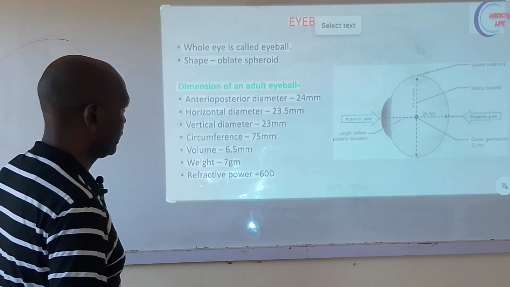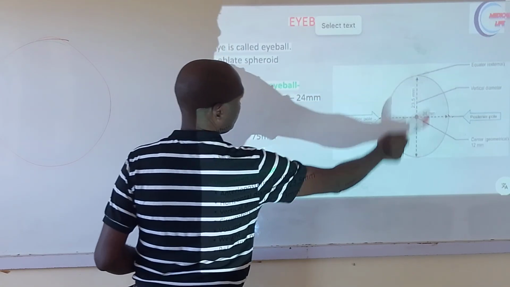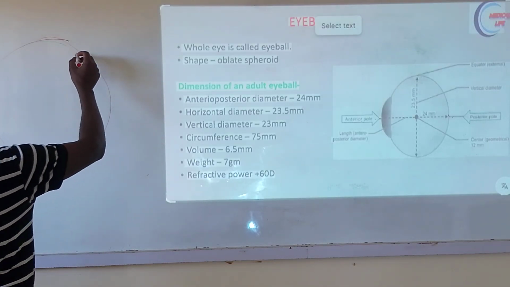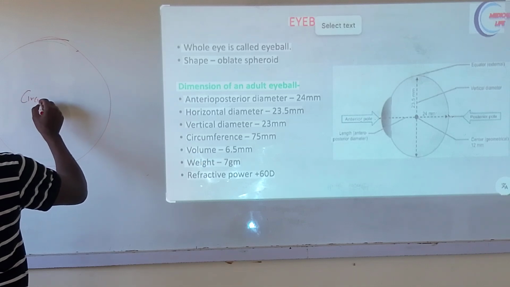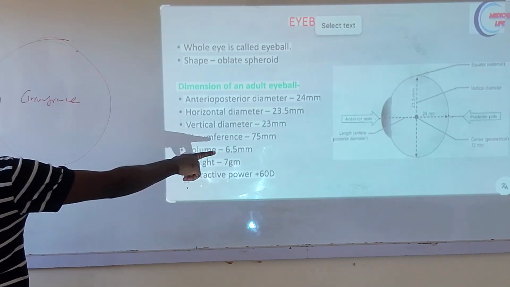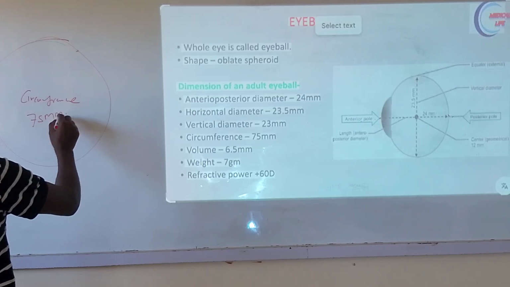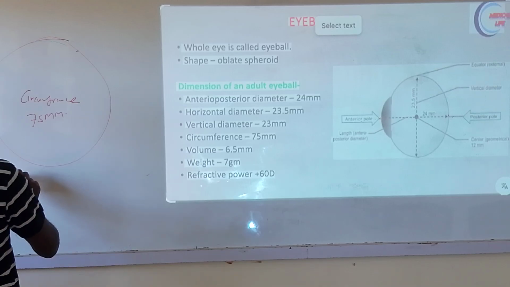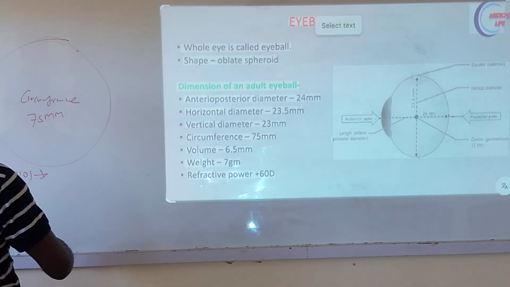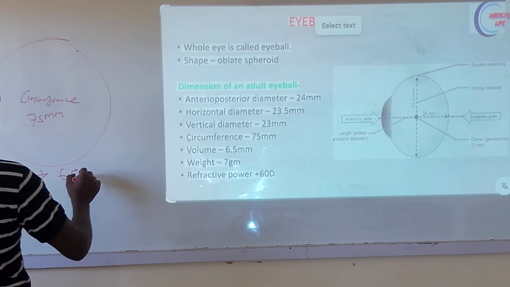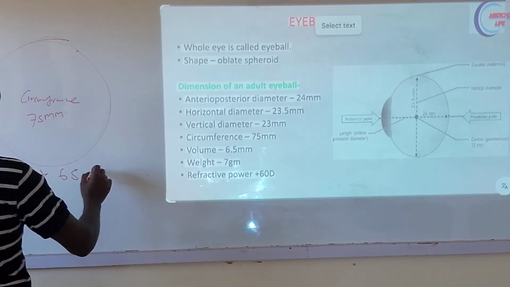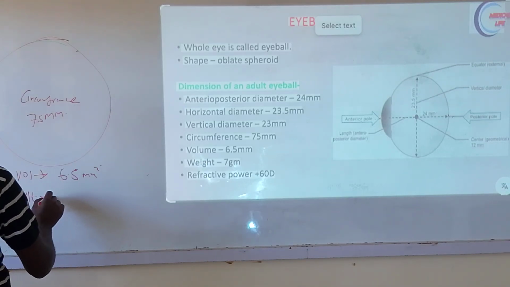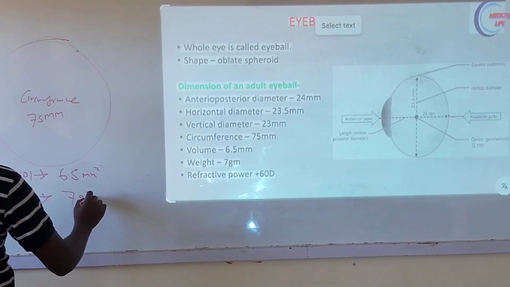Then we have the horizontal diameter, this one here. It's about 23 millimeters. Then the entire circumference of this eye is about 75 millimeters. And then the total volume of the eye is about 6.5 millimeters cubed. And then the weight of the eye is about 7 grams.